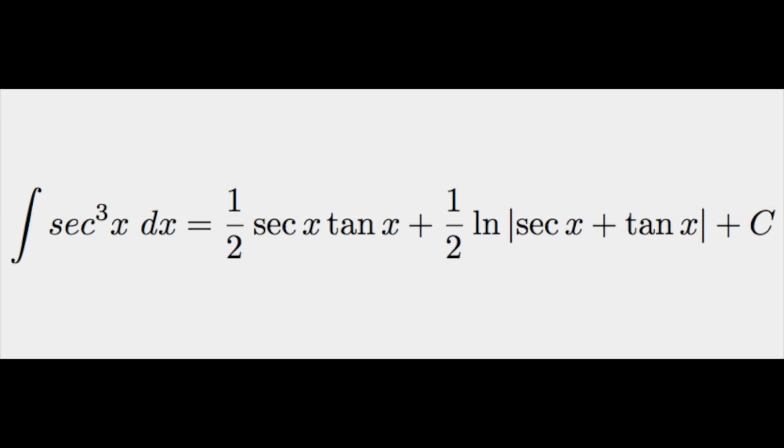And we get the antiderivative of secant cubed x dx is going to equal 1/2 secant x tangent x plus 1/2 ln of secant x plus tangent x. And because an arbitrary constant divided by 2 is still an arbitrary constant, it's still going to be plus c. So there's our answer.